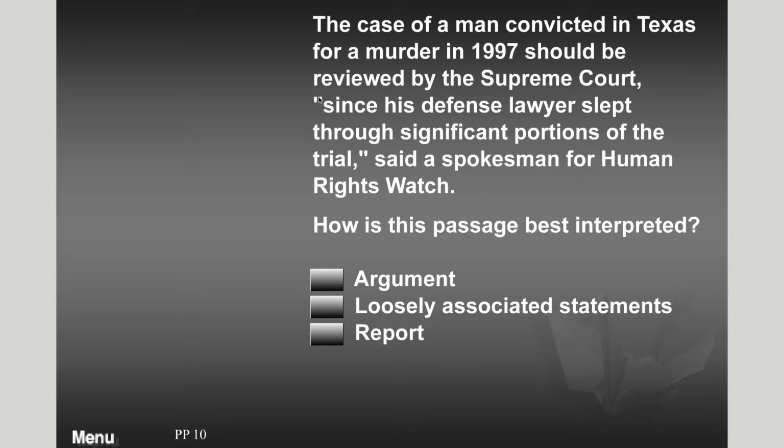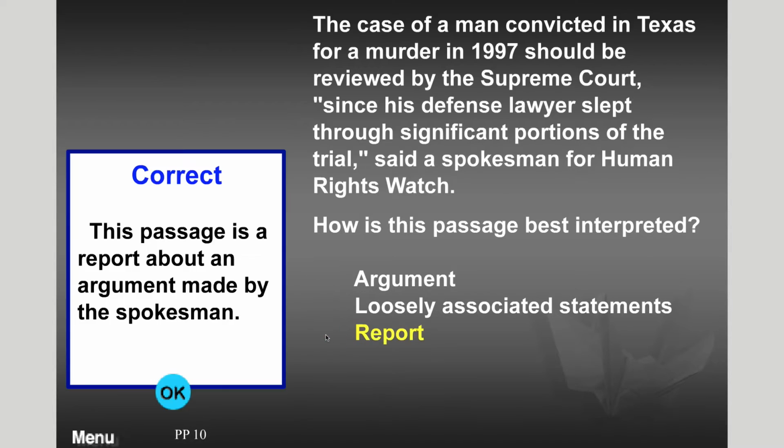But is it an argument? No. The quotation marks tell us that this is a report. Somebody's reporting for a spokesman for Human Rights Watch, which is a human rights organization. So it's not loosely associated statements. It is a report of an argument. Okay.